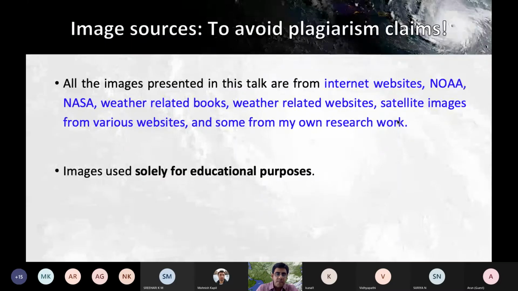And what I want to do is, this is just a first slide which I want to put out, that all the images that I have taken or that are presented in this talk are taken from websites, the NOAA website or NASA websites, or some weather-related books, or the satellite images from various Meteosat satellites, EUMETSAT, those places. Since I'm using it for educational purposes, I'm not trying to plagiarize anything. This is just a disclaimer that I need to put.